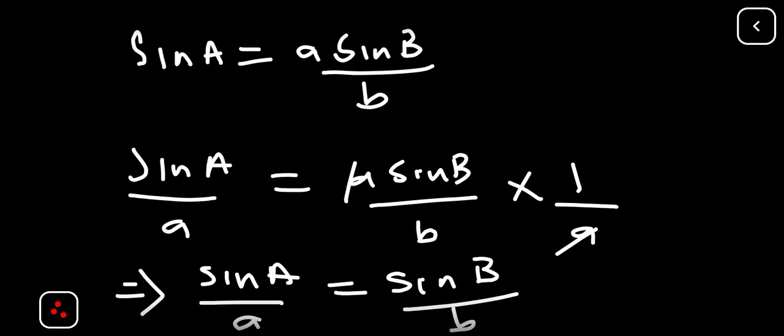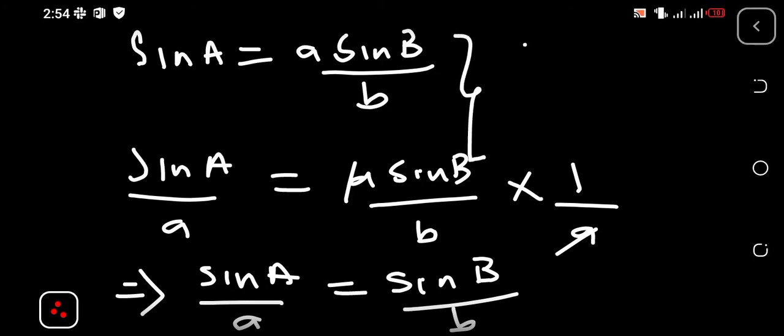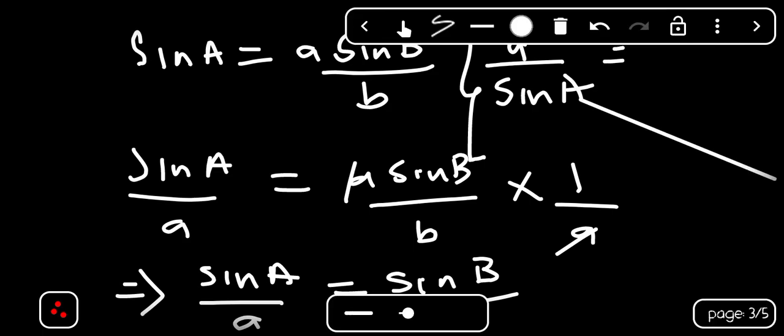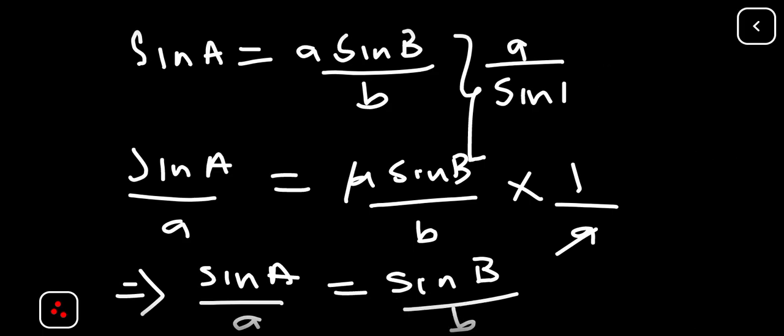Okay? Now, this sine rule can be inverted. It can be written in the inverse form. So it can also be A over sine A equal to B over sine B. I believe you get the same answer when you do something like this, basically.